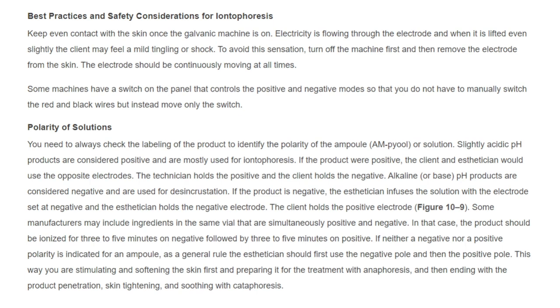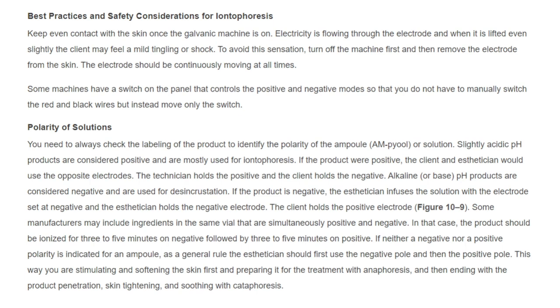Polarity of solutions. You need to always check the labeling of the product to identify the polarity of the ampoule or solution. Slightly acidic pH products are considered positive and are mostly used for iontophoresis. If the product were positive, the client and esthetician would use the opposite electrodes. The technician holds the positive and the client holds the negative. Alkaline, or base, pH products are considered negative and are used for desincrustation. If the product is negative, the esthetician infuses the solution with the electrode set at negative and the esthetician holds the negative electrode. The client holds the positive electrode.